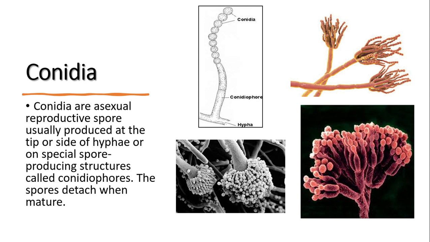So what are conidia? The asexual, reproductive spores usually produced at the tip or side of the hyphae or conidiophores. These spores detach when they are mature. Here you can see they're either on top of the conidiophores or they're present on the sides of the conidiophores. So these are asexual spores.